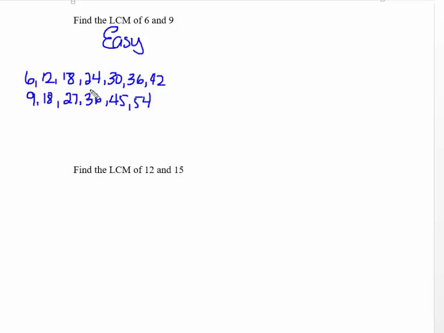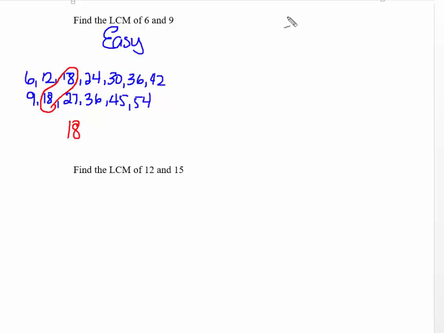And if you look, there's several things that are in common. I have the 36 in common. If I went up a little further, I would have the 54 in common. But I want the L, the lowest. So I'm going to find the lowest that they have in common, and that would be my 18. So that's the lowest common multiple.